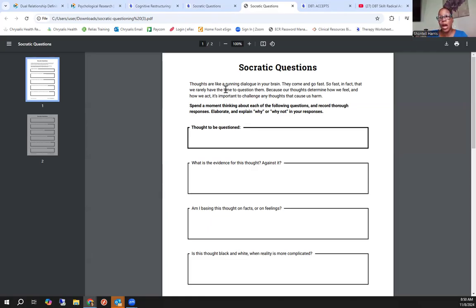So Socratic questioning, this is how it works. Remember with CBT, we talk about the cognitive triangle. The top is your thoughts, and you have your feelings on one side and then behavior on the other side. Last week, we discussed feelings. We focused more on feelings and identifying what feeling you're feeling.